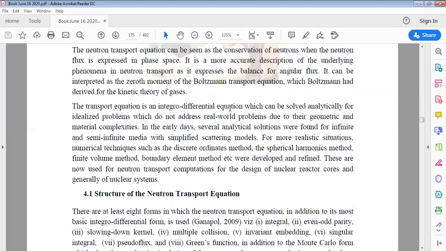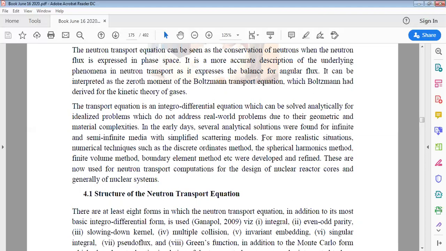It can be solved analytically for a very small class of problems, which you could think of as highly idealized problems, which do not address real world problems due to the geometric and material complexities of real life. In the early days, several analytical solutions were found for what they called infinite media and semi-infinite media with simplified scattering models. This was the work of the 60s and the 70s when there was more interest in radiative transfer, stars, stellar atmospheres. And so this was called the radiative transfer equation. If you look at the old scientific literature, then you see this as radiative transfer.